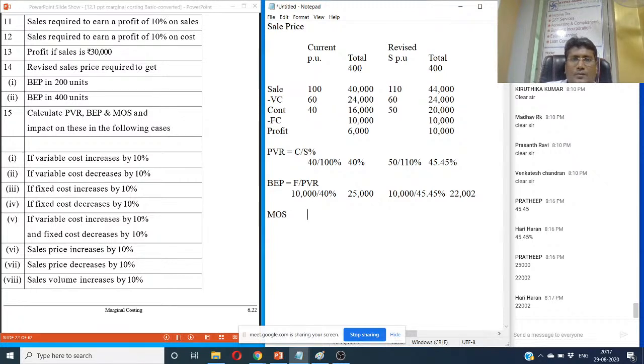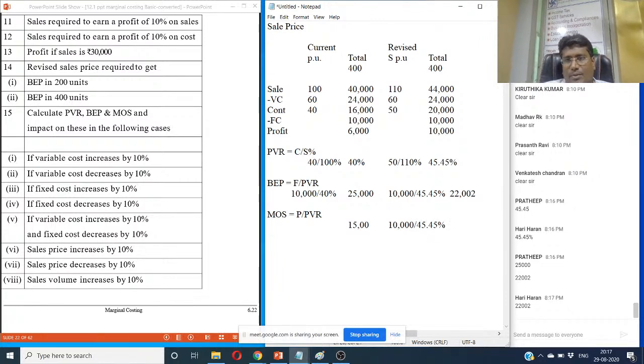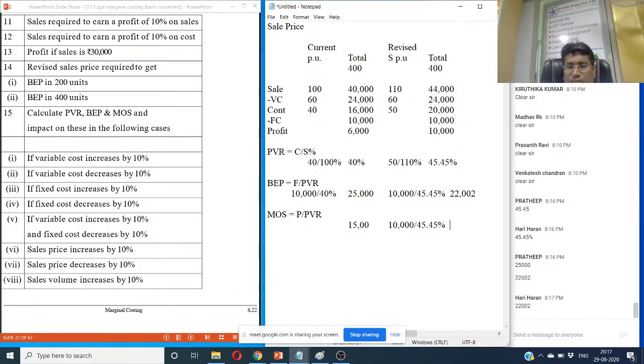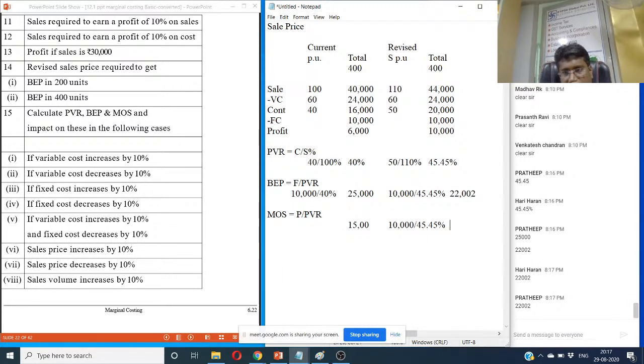MOS, in the case of MOS, profit divided by PVR. In the first scenario, the MOS is 15,000. We have already calculated, so I'll just take it. For the second scenario, profit being 10,000 divided by PVR being 45.45%. Come on, what is the value? Is this 22,002?